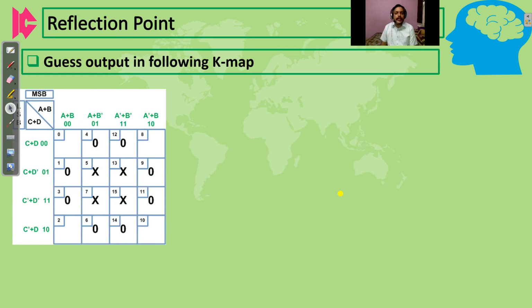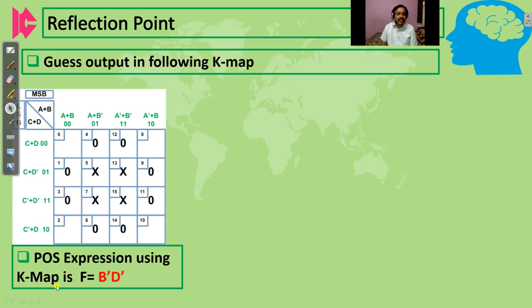Hope you have written the answer correctly. See, my answer is B dash plus D dash. Check your answer. How is this B dash plus D dash? Because I can make this group of 8. Similarly, I can make this group of 8. For this group of 8, the non-changing element is B dash, and for this group of 8 the non-changing element is D dash, so B dash plus D dash. Okay, so this is my output.